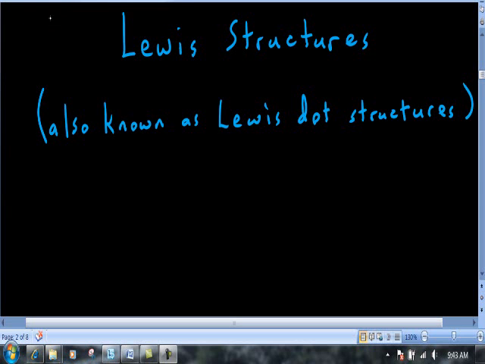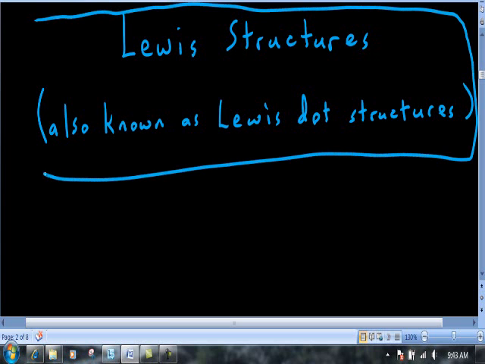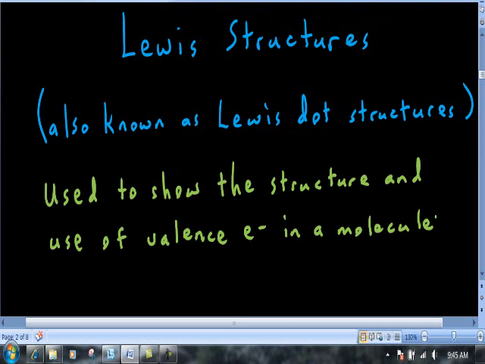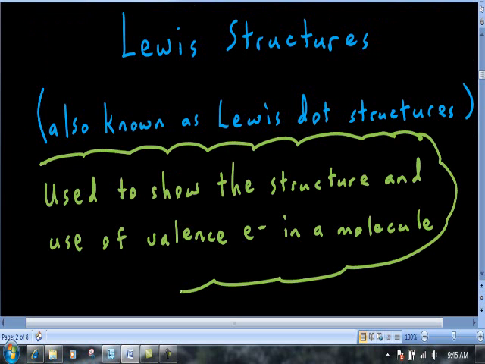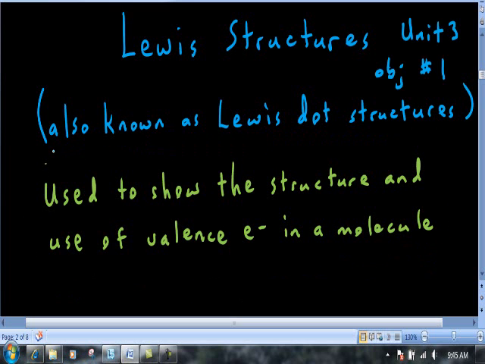Lewis structures, also known as Lewis dot structures, are a means for us to take a look at the structure of molecules using their valence electrons. The primary purpose of Lewis structures or Lewis dot diagrams is to show the structure and the use of the valence electrons from the bonding atoms in a molecule.